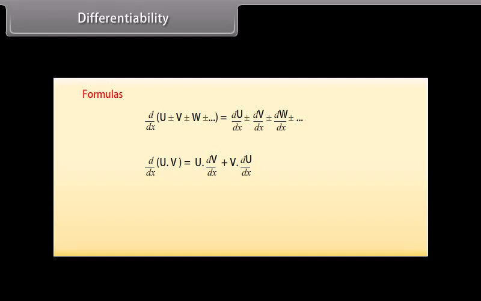Differentiability. Formulas. d by dx of u plus minus v plus minus w plus minus and so on is equal to d by dx of u plus minus d by dx of v plus minus d by dx of w plus minus and so on. d by dx of u into v is equal to u into d by dx of v plus v into d by dx of u. d by dx of u by v is equal to v into d by dx of u minus u into d by dx of v, divided by v square.